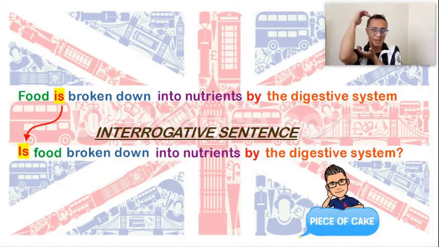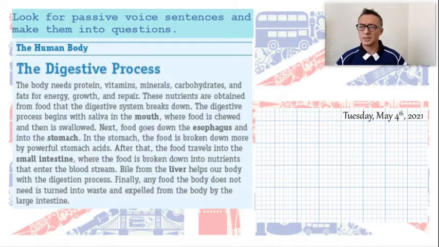Lights, camera, action. What's my homework today? Let's read the instruction. Look for passive voice sentences and make them into questions. Okay. There are two steps to do. First, look for the sentences. Then, make them questions. Well, I need to find past participles preceded by the verb be.